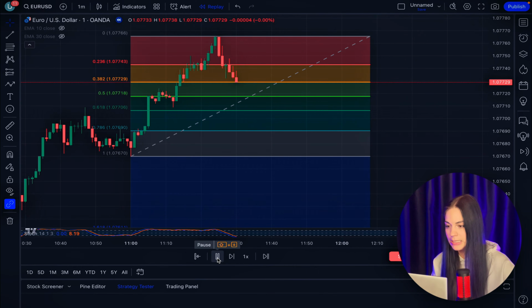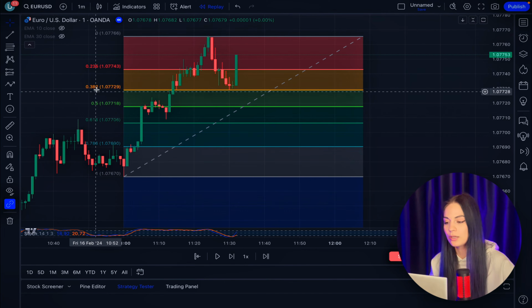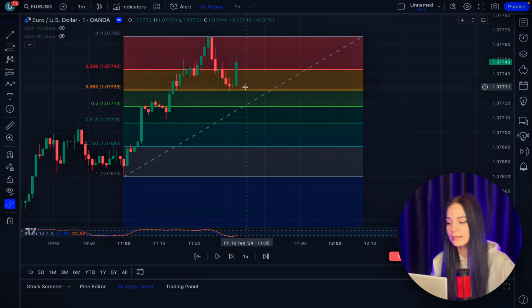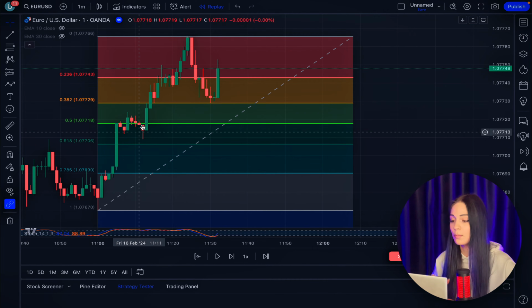So let's see. The price is slowly moving to the level of 0.38, and in this place we see the first reaction. So let's talk about it more.